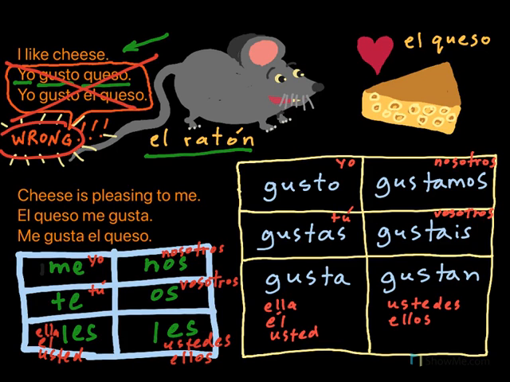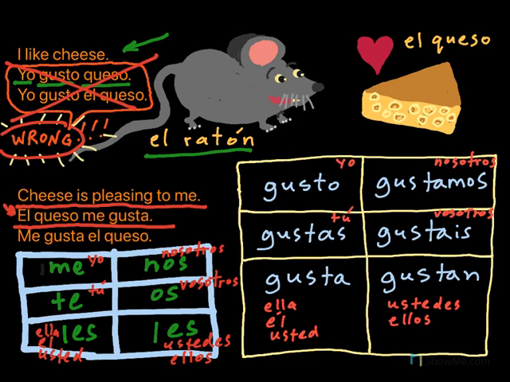You need to do the following. The first, you change it into "cheese is pleasing to me." Now the relationship between the subject and the object is correct. Cheese is pleasing to me. In Spanish is "el queso me gusta." El queso. You substitute "cheese" for "the cheese." Why? Because in Spanish, if it's a general concept, you do use the definite article, unlike in English.